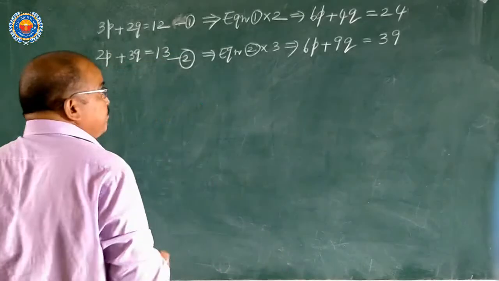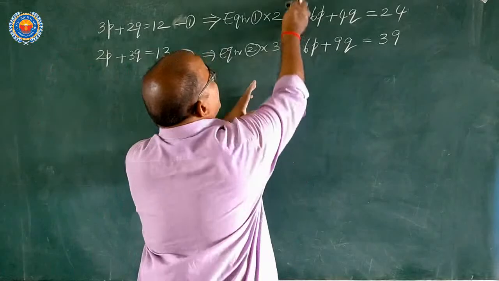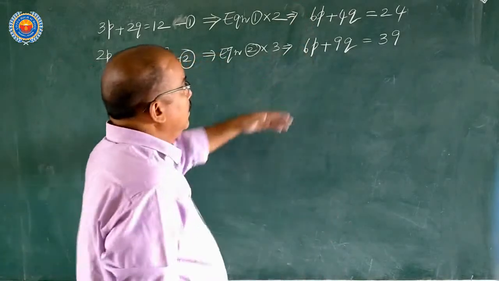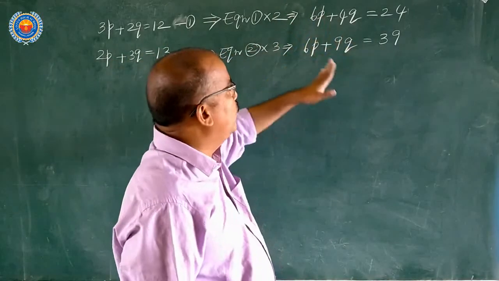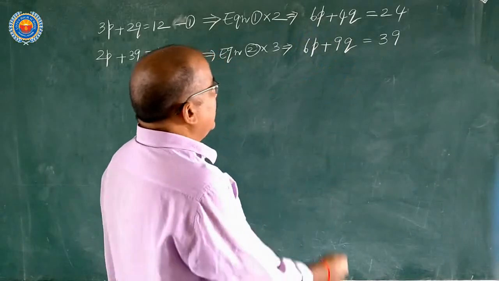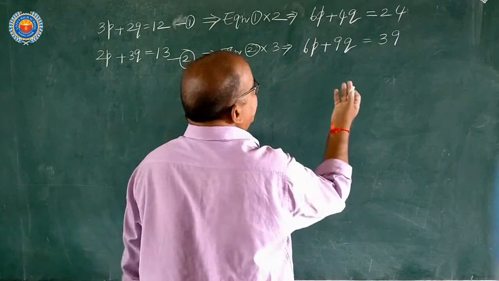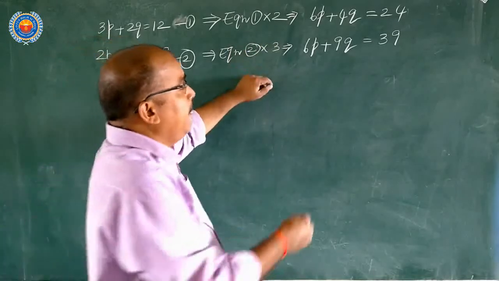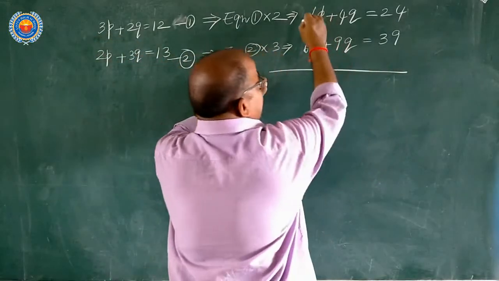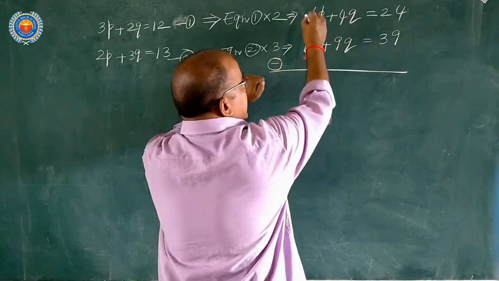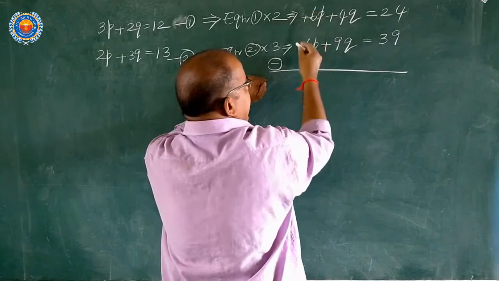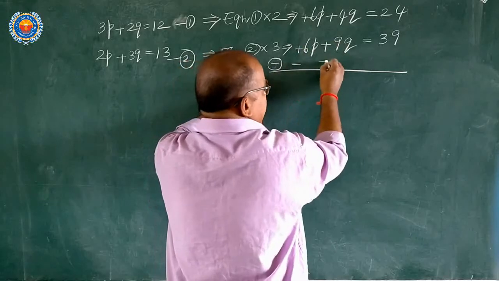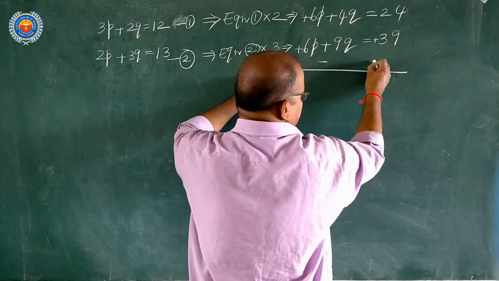Now here, 6p plus 4q is equal to 24, 6p plus 9q is equal to 39. Now we have to eliminate p, 6p. So that's why, since both are plus symbols, I have to go for subtraction. Because of this minus, this plus becomes minus, this plus becomes minus, this also plus becomes minus.